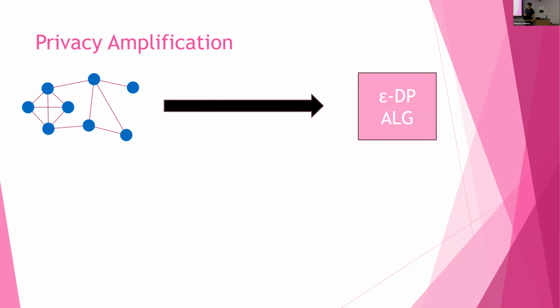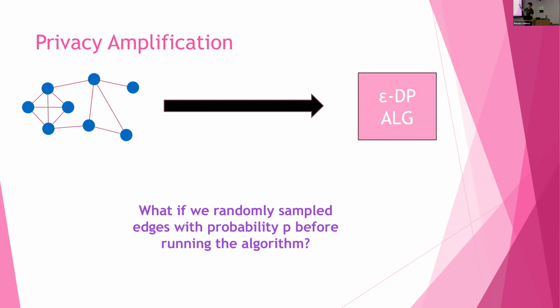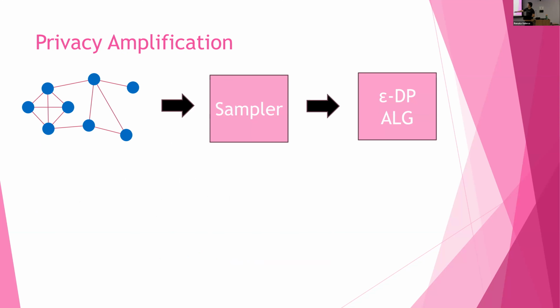So suppose you have this epsilon DP algorithm, but instead of running it directly, you first sample each edge with probability p, and then you run the algorithm. The question is what privacy guarantees can be set then? Can you improve the analysis? So now you have a sampler before you run the epsilon DP algorithm. And if you were in Arvin's class last semester, you would have proven this in homework that the resulting mechanism is p times epsilon DP.